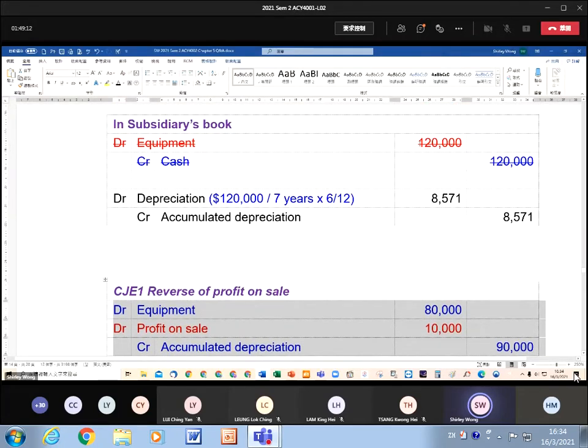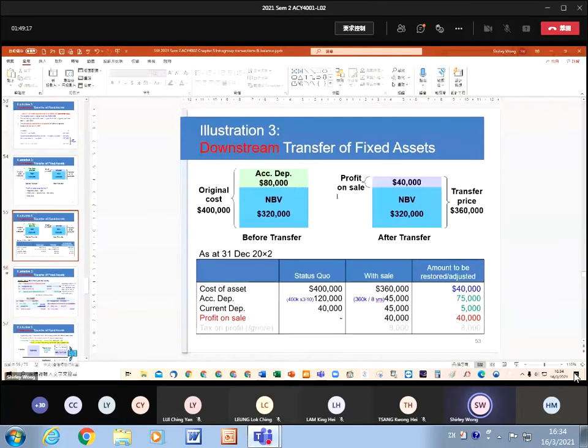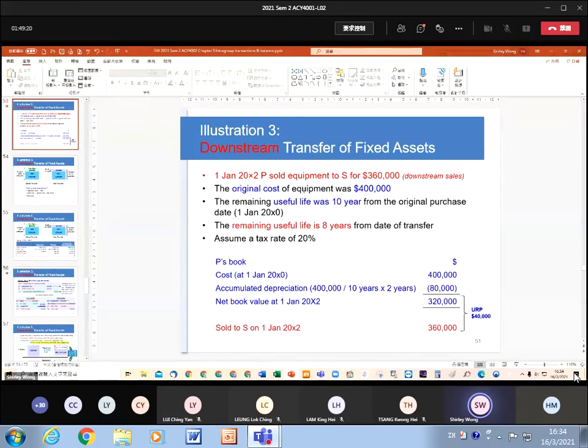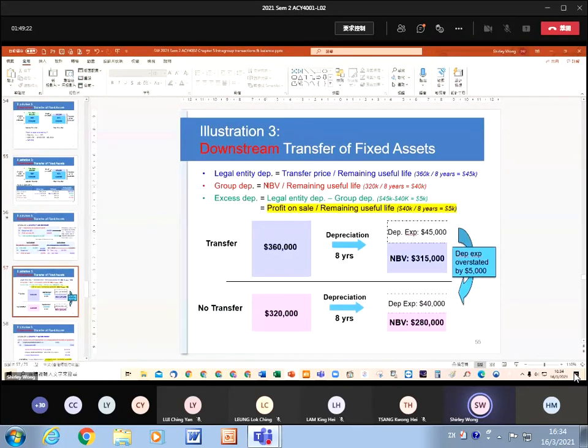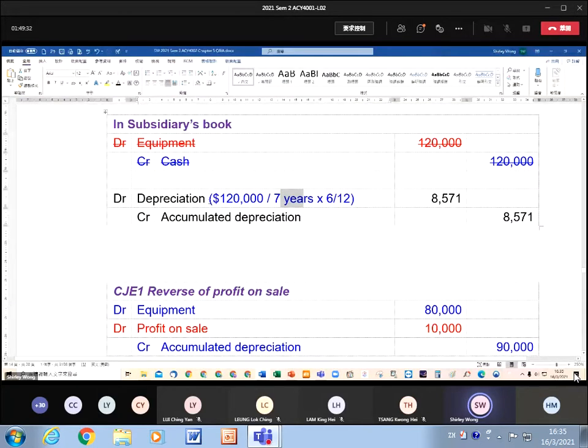It will be based on the transfer price divided by the remaining useful life. Because for the subsidiary, when it purchases it, they will use the transfer price to divide the remaining useful life, because they purchased it at 120,000, and then the remaining useful life is 7 years, and then they will do this depreciation. But don't forget, they purchased it in the mid of the year. Therefore, when the subsidiary prepares the depreciation, it will calculate it based on 6-month depreciation.